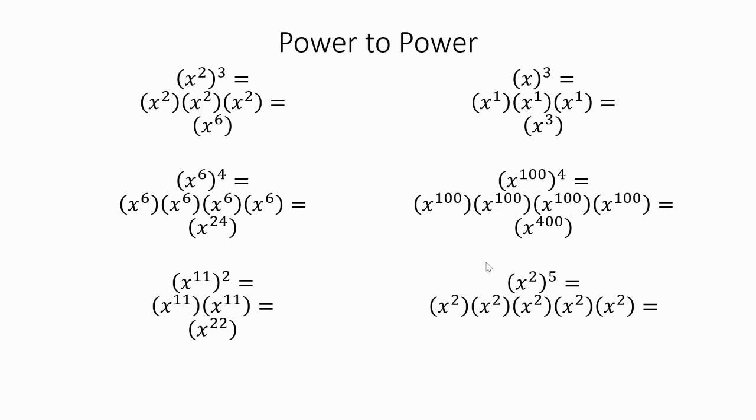So in this case, just looking at the example here, x to the 2 to the 5th, that means I have 5 x to the 2's, giving me x to the 10. 2 plus 2 plus 2 plus 2 plus 2 is 10.